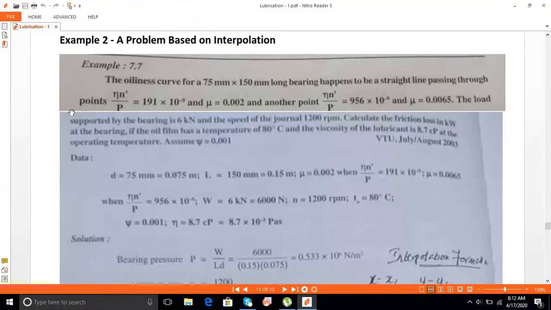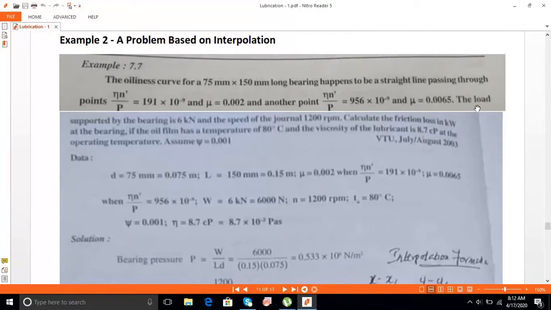to be a straight line passing through points 191. This is the bearing modulus, 191 into 10 power minus 9, and mu is equal to 0.002, and another point is given. That means for 191 into 10 power minus 9, the mu value is 0.002, and for 956 into 10 power minus 9, it is 0.0065. These two points, when they pass, it seems to be a straight line.